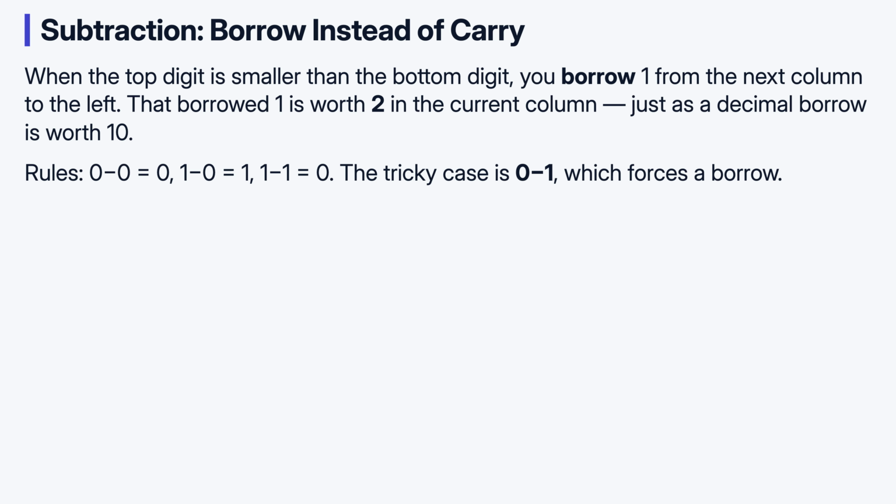The easy cases are simple. 0 minus 0 is 0. 1 minus 0 is 1. 1 minus 1 is 0. The tricky one is 0 minus 1, which forces a borrow. And just like the carry, the borrow will travel in amber, one column to the left at a time.